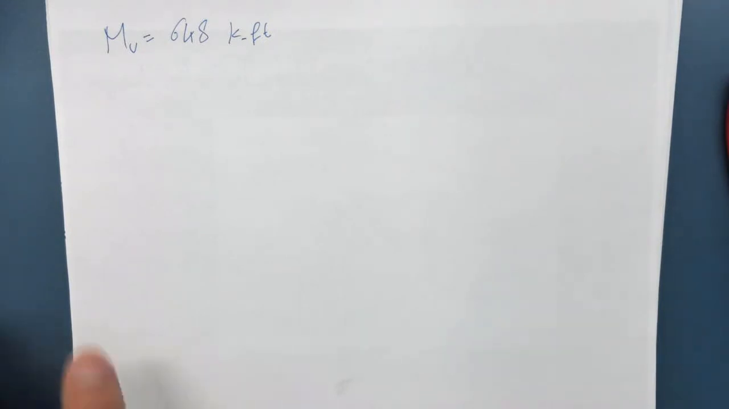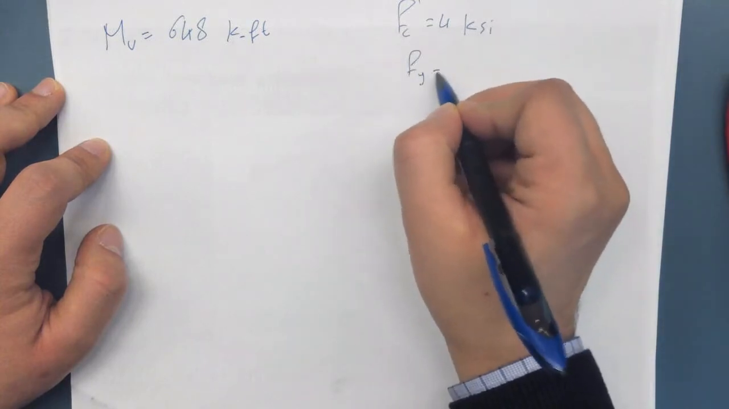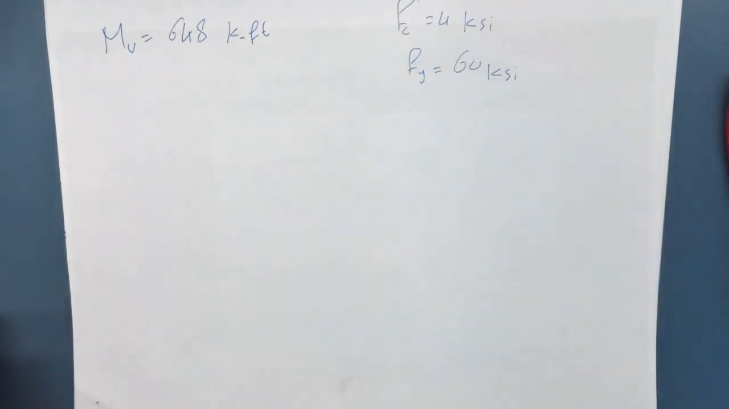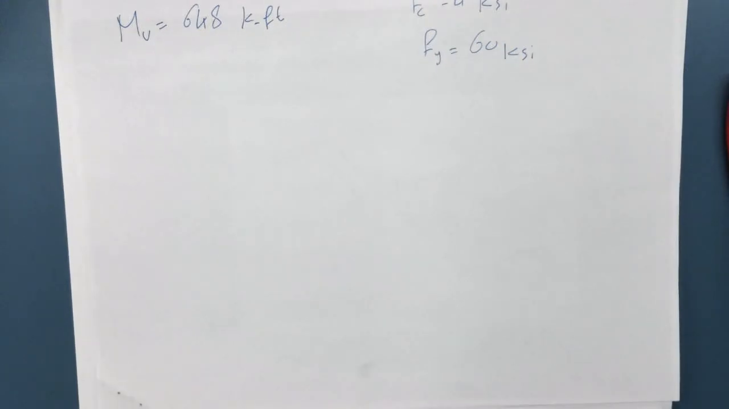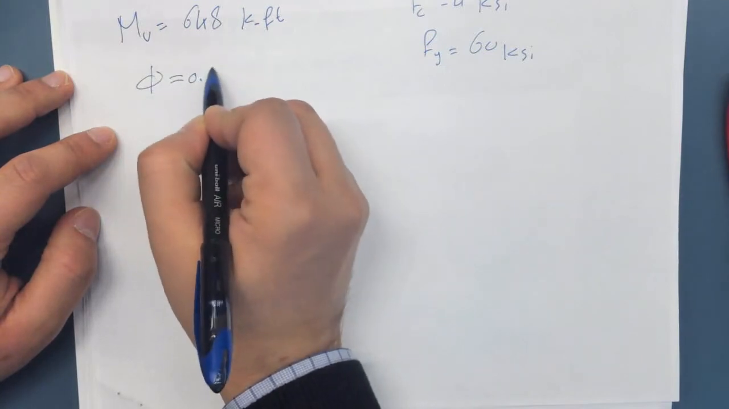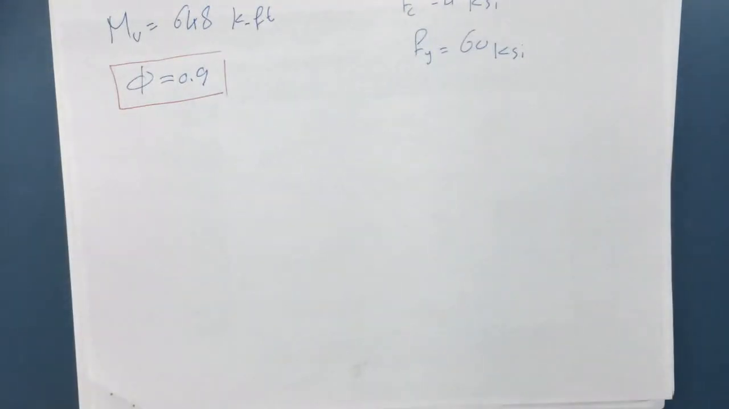For fc prime equal to 4 ksi, and yield stress in the steel equal to 60 ksi. We are using 8 bars in 2 rows, so 4 and 4. Each of those is number 8, so that's 1 inch in diameter. And they are positioned as you can see over here. It may be assumed without verification that phi is 0.9, and most of your problems that don't involve calculating phi are going to be using phi equal to 0.9.